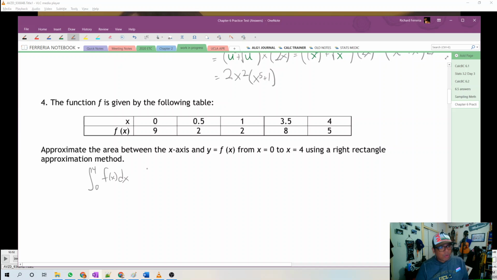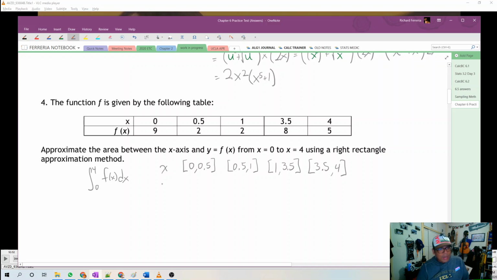So for a right rectangular approximation, I usually tell you all to put this in a table. Let's organize this. These are the x intervals: 0 to 0.5, next interval 0.5 to 1, next interval 1 to 3.5, and last interval 3.5 to 4.